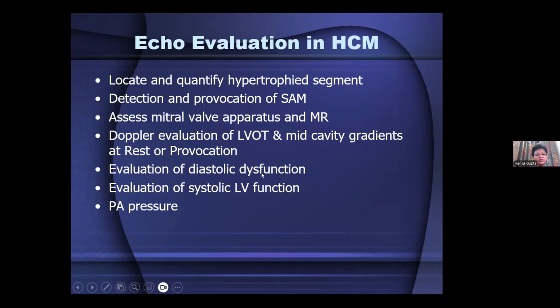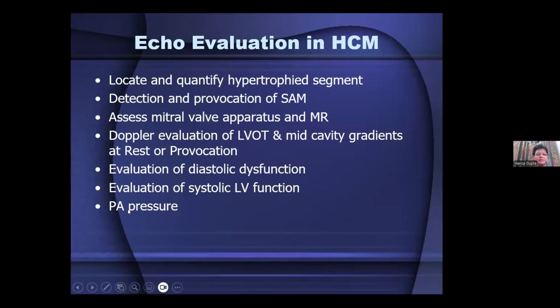Evaluation of diastolic dysfunction. I told you it is very essential to assess the diastolic dysfunction because medicines can be given to the patient and the symptoms can be relieved. Evaluation of systolic LV function, which is usually normal. And we must understand that even a mild fall, like an ejection fraction less than 50%, is considered a poor prognostic factor in cases of HCM. So one has to be very careful in the evaluation of systolic LV function, which even if reduced by a small amount is detrimental for the patient.